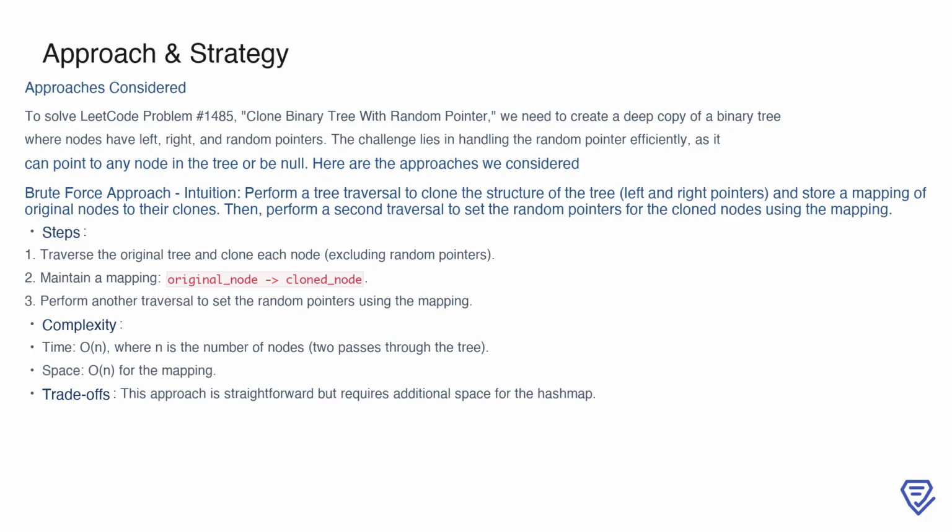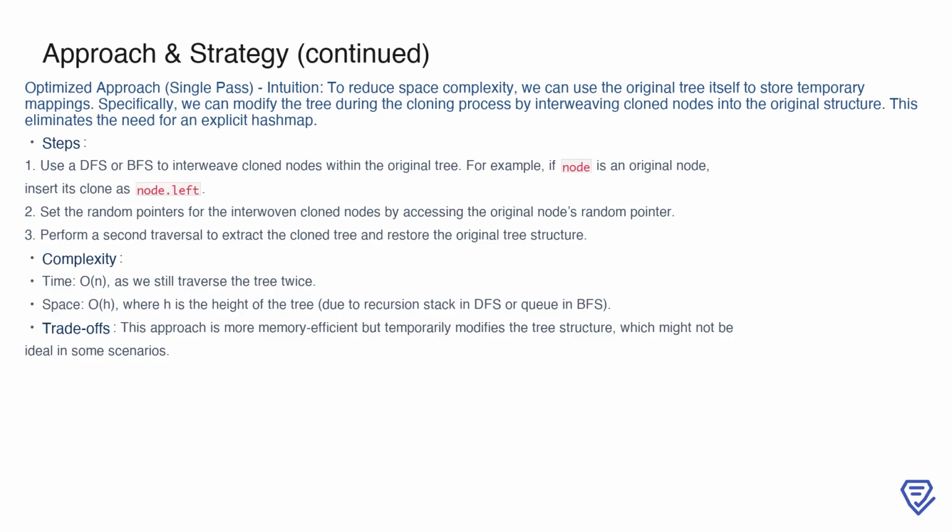making it a simple but memory-intensive solution. An alternative to the brute force method is an optimized approach that reduces space complexity by temporarily modifying the original tree during the cloning process. The key idea is to interweave cloned nodes directly into the original structure. For example, if we have a node, we insert its clone as its left child. By doing this, we can set the random pointers for the cloned nodes by directly accessing the random pointers of their corresponding original nodes, all within a single pass.